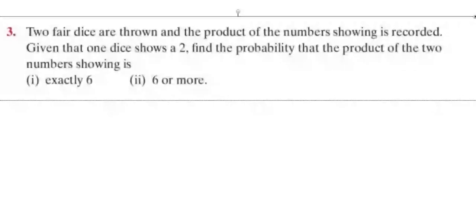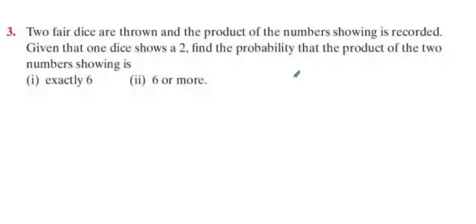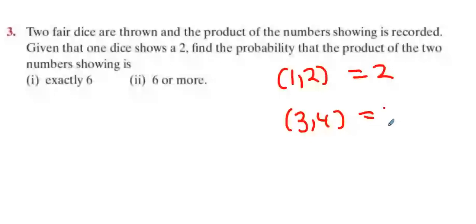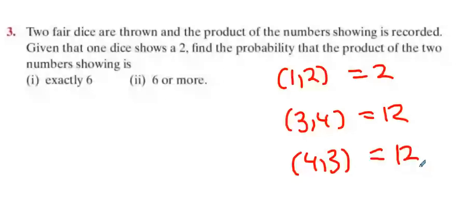Shown, and the product of the numbers shown is recorded. Product means you multiply them out. So as an example, if I had 1 and 2, the answer would be 2. If I had 3 and 4, the answer would be 12. Also, if I had 4 and 3, the answer would also be 12. Is that all right?